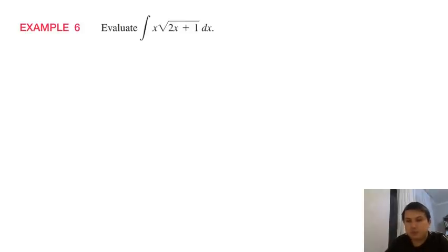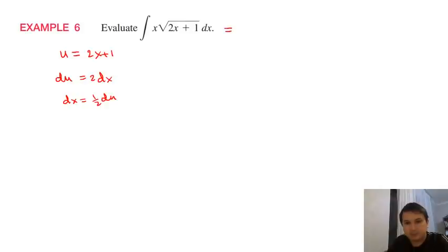Right. So the integral of x times square root of 2x plus 1 dx. Well, this looks a bit complicated. Well, still, let's try u substitution. As before, we can say u is equal to 2x plus 1. Then du becomes 2 times dx, right? So from here, we solve for dx. So dx is 1 over 2 du.